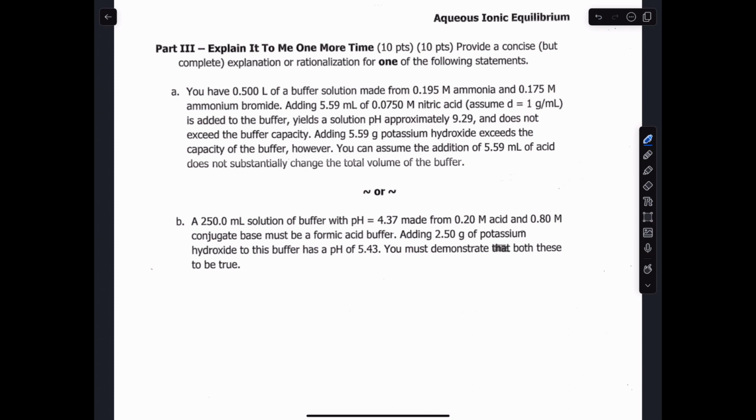So here's that question. A 250 milliliter solution of buffer with a pH of 4.37, made from 0.2 molar acid and 0.8 molar conjugate base, must be a formic acid buffer. Adding 2.5 grams of potassium hydroxide to this buffer gives a pH of 5.43. And we are going to demonstrate that both of these things are true.